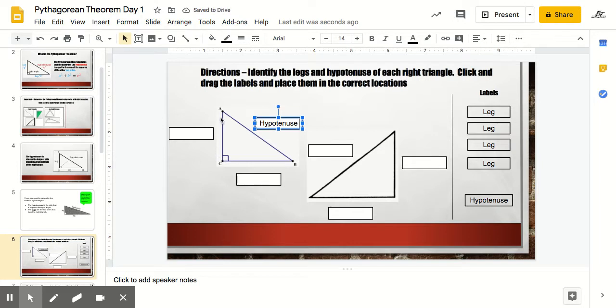Okay. Now, these two sides that we have left are the legs. They don't have different names. They're both called legs. Okay. So we simply drag and drop. Okay. You guys are now going to label this triangle for me.